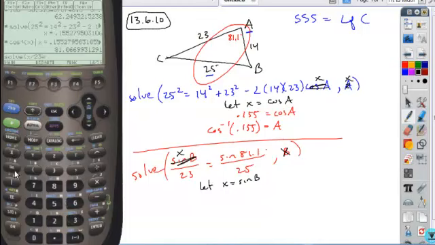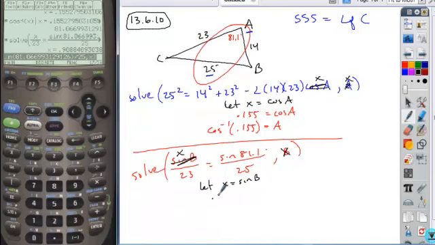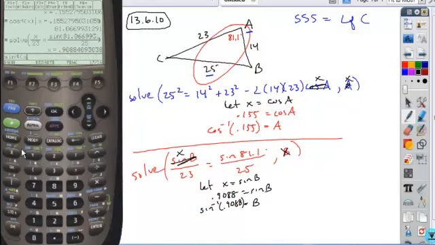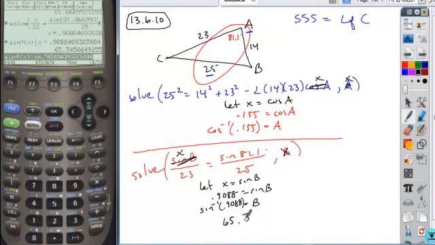X over 23 is equal to the sine of this angle 81 divided by 25, and I'm solving for x in this case. When I get that, I wind up with the decimal 0.9088. So B can be solved by taking the inverse sine of that ratio. The easiest way to calculate that is inverse sine of x. Use the with key, let x equal the ratio that I solved for. And I get my angle B to equal 65.3.